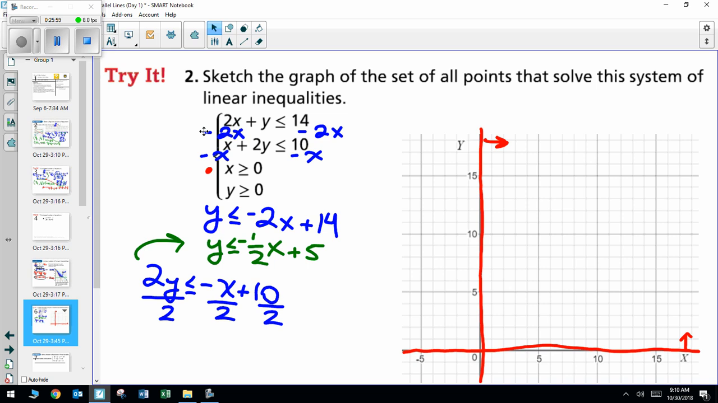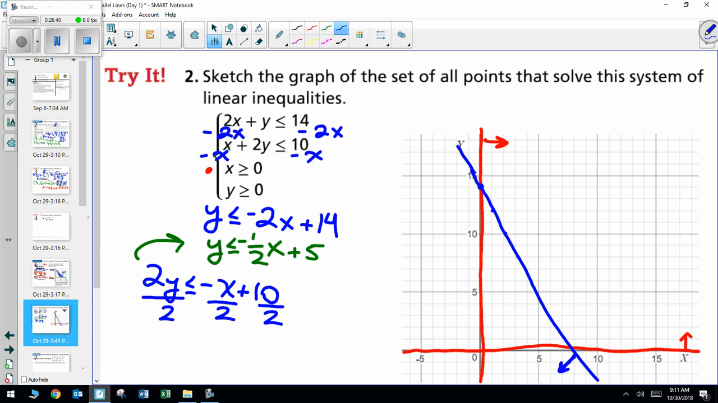Now I have to plot my last two. So I have an intercept at 14 and a slope of -2. So if I'm plotting that, I have an intercept at 14. I'm going down 2 to the right one, down 2 to the right one, down 2 to the right one. And I get a line that looks something like this. And because y is less than that line, am I shading above or below it? Below. So I would be shading everything below the line.